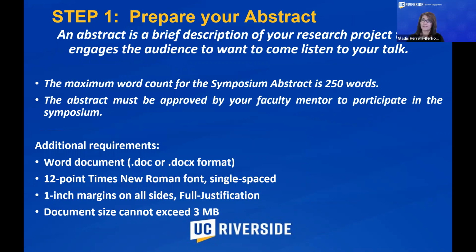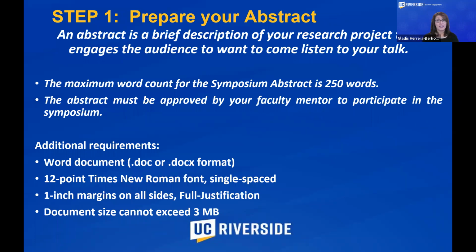So getting started. Again, the first step in presenting at our symposium is the creation of your abstract. So an abstract is a brief description of your research project that engages the audience to want to come listen to your talk. There's going to be a program, and people are going to be looking through that schedule. And again, getting an understanding of what your work is an advertisement for it. So the abstract, the maximum word limit is 250 words. And you're going to compact a lot of information in these 250 words.